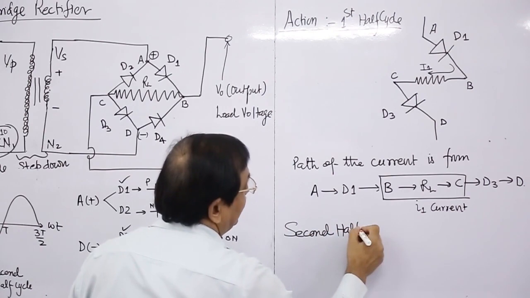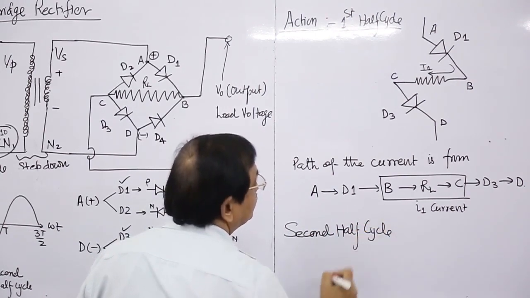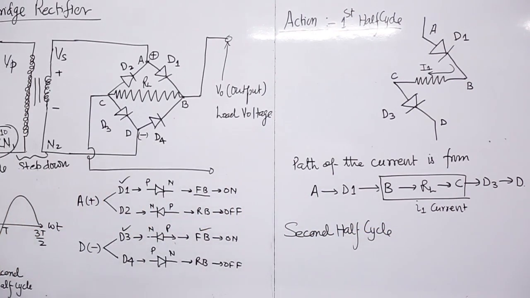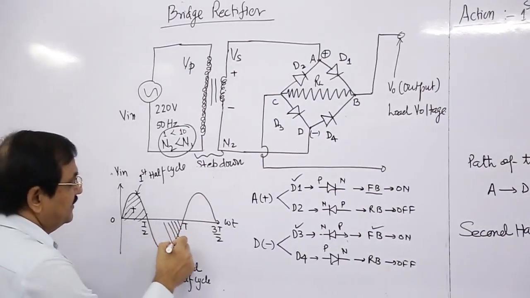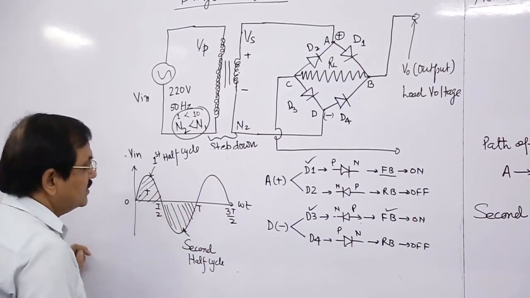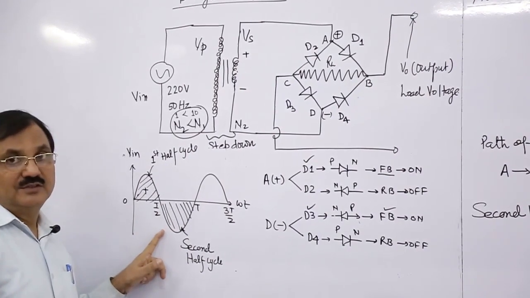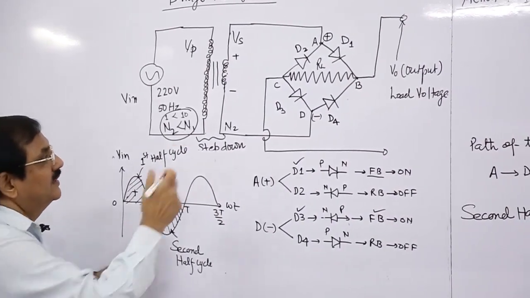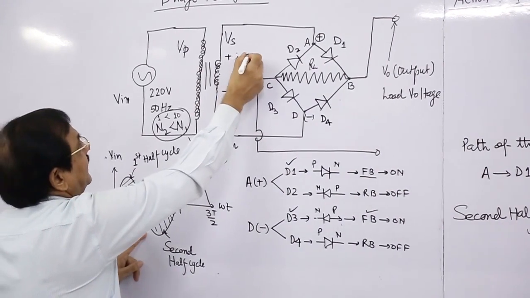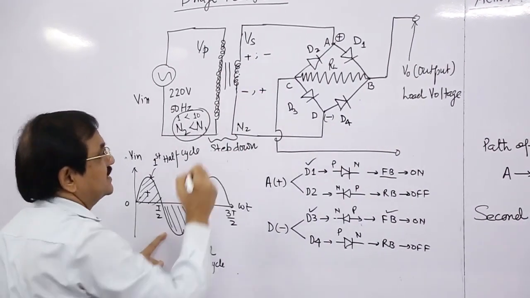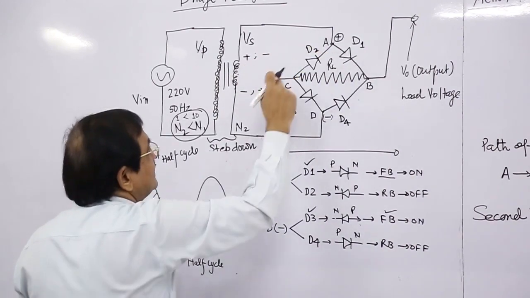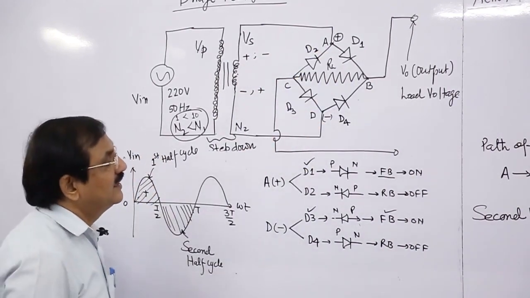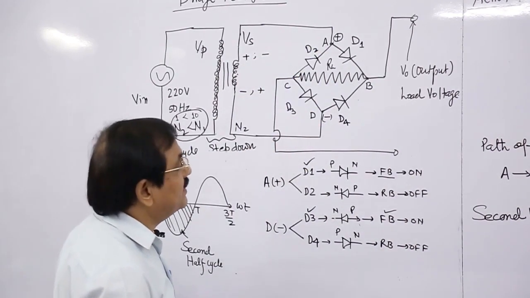Second half cycle. For this second half cycle, that is this part, this part is negative. So during this negative, there is a change of polarity. This is minus, here it is plus. Means A is minus and D is plus.